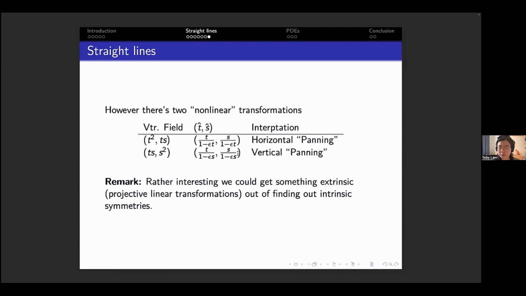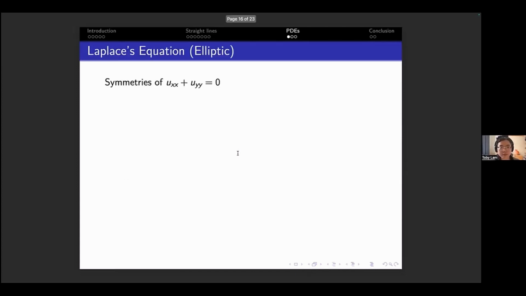So now let's look into some more non-trivial examples. Let's look into some PDEs. So here is Laplace's equation. This is a very famous partial differential equation. What are its symmetries going to be like? Some undergrads here may know Laplace's equation.